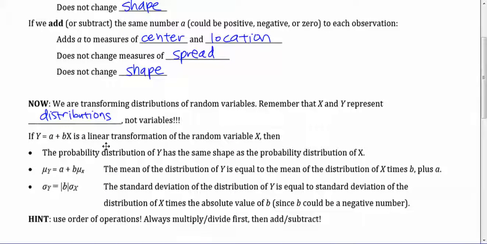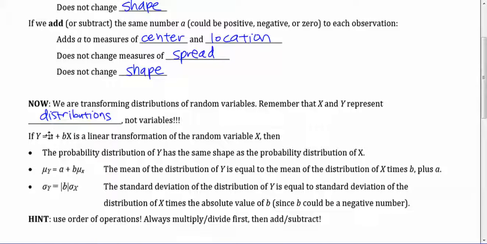This is really important here. You're not transforming a value of a variable. You are transforming the entire distribution. So remember what happens. If I take some distribution x, I multiply it by a constant and add a constant, that is going to change a few things.